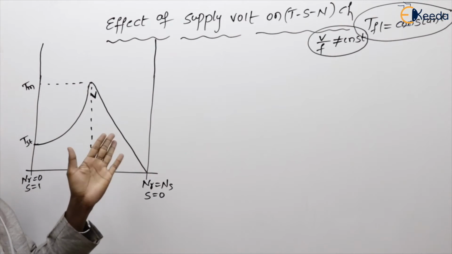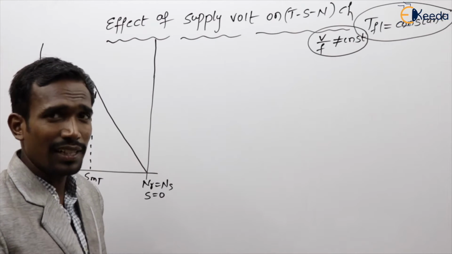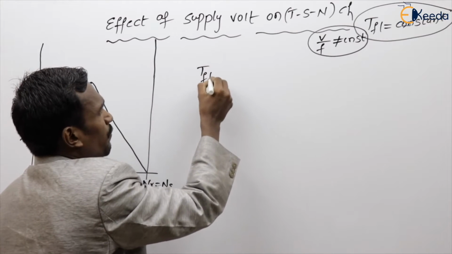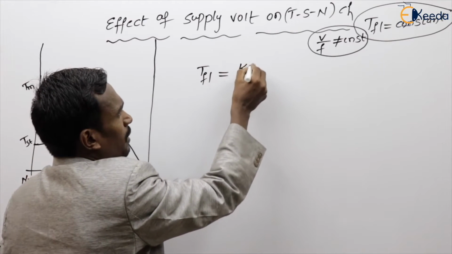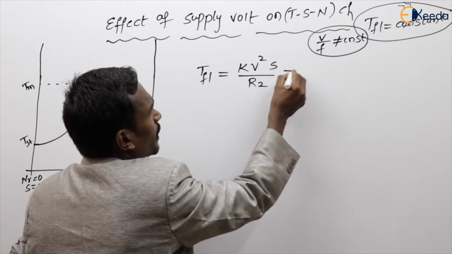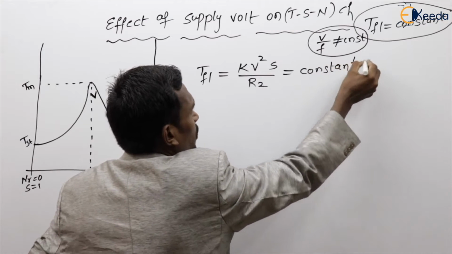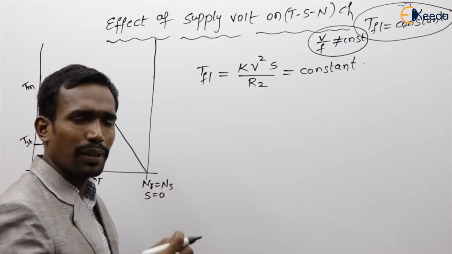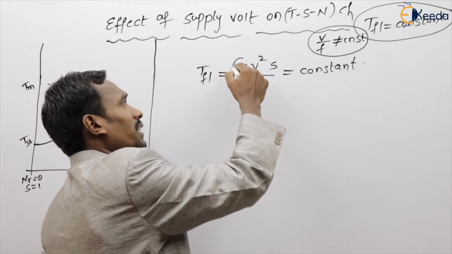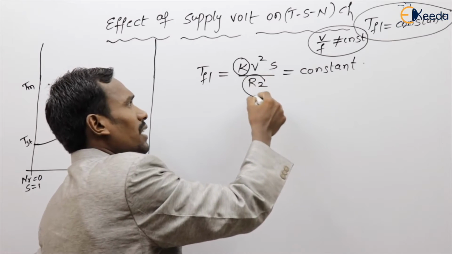Let's see how the characteristics will change by changing the supply voltage. First of all, full load torque constant. What is the full load torque formula? Approximated full load torque formula is kV square into S by R2. This should be constant. Tell me, which are constant already? Here K is already constant. Yes, rotor resistance is also constant.